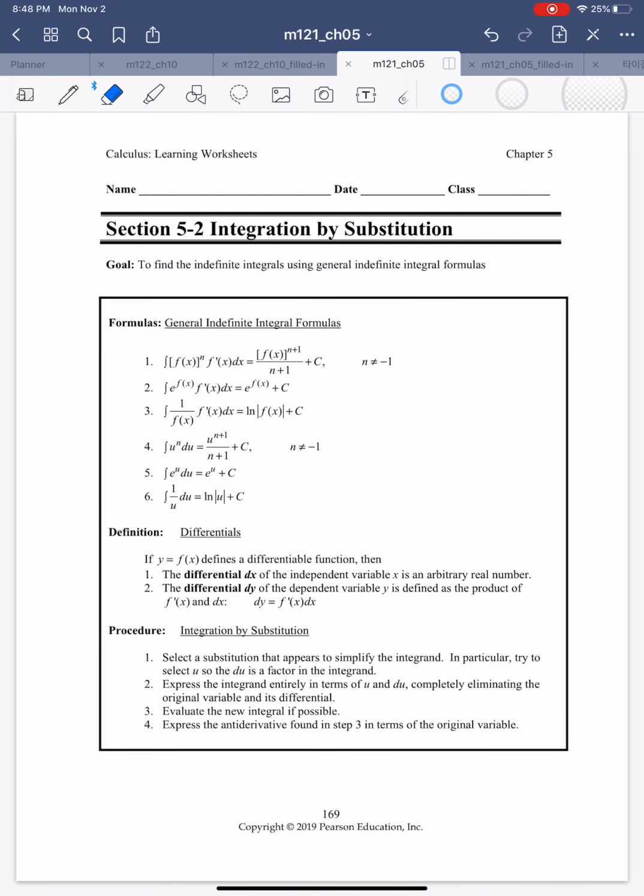Okay, in this video, we're going to go over section 5.2. The title is Integration by Substitution. The goal in this section is to find the indefinite integral using general indefinite integral formulas. So there's a word substitution. This is a reverse order of a chain rule.